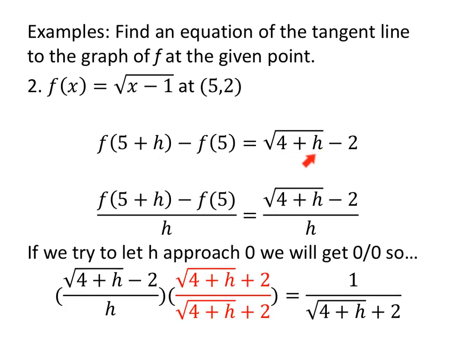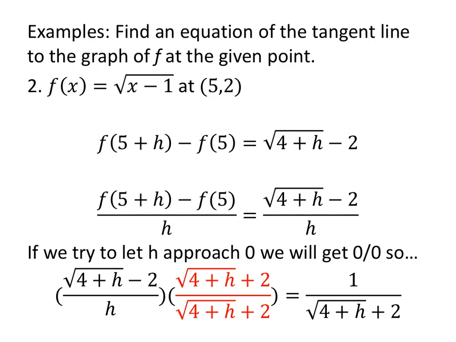Once I have the difference, I make my quotient. Unfortunately, if we let h go to 0, I'm going to end up with 0 over 0, another indeterminate form. So, more algebra. I'm going to take this difference quotient, the square root of 4 plus h minus 2 all over h, and I'm going to rationalize the numerator. So I multiply by the square root of 4 plus h plus 2 in both the numerator and denominator.